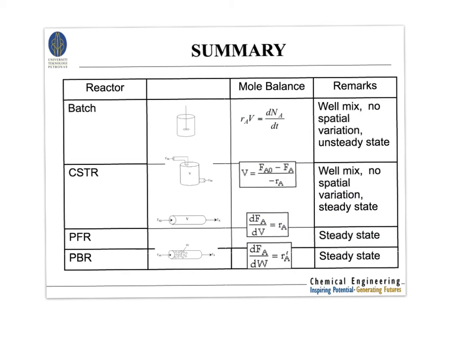In this chapter you have learned about the four basic reactor types and how to design the mole balance equation from the general equation to the specific reactor types. For each reactor, a main assumption was made. For batch and CSTR, it is assumed there is perfect mixing with no spatial variation, and for all flow reactors, we assume steady state. This is the main assumption that you need to remember.